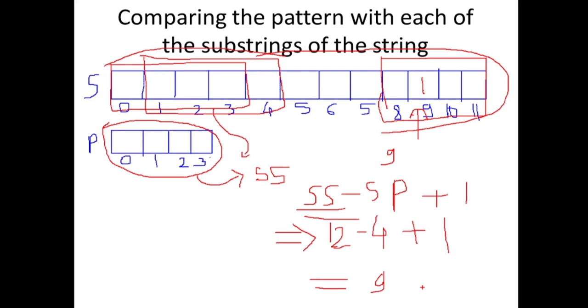Okay, so we will get 9 substrings, and we will compare our pattern with all of these 9 substrings one by one. If the pattern matches any of the substrings, then we will return the index of that substring, or we will return that the pattern is not found in the string. Let me quickly take one example, and then we will go for the C code of this particular method.